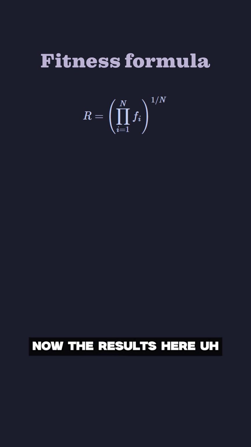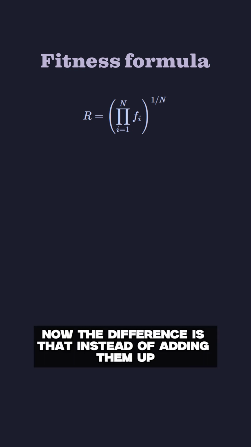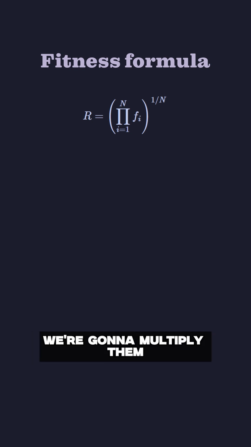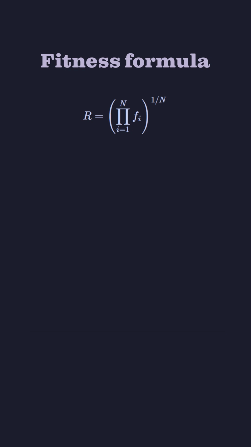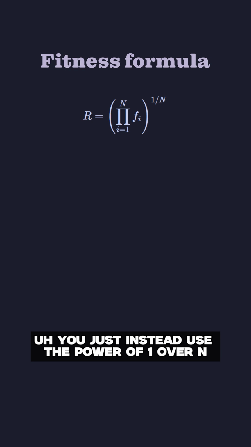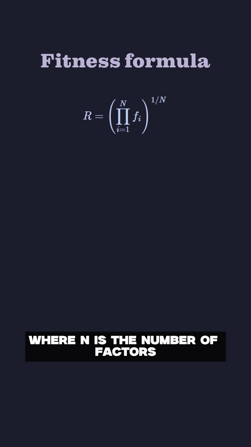Now, the result here, represented by R, is going to be an average of all the factors that impact your fitness results. The difference is that instead of adding all the factors up and then dividing by the number of factors, we're going to multiply them and then take something like a square root, but it's not called square root. You just use the power of 1 over n, where n is the number of factors.